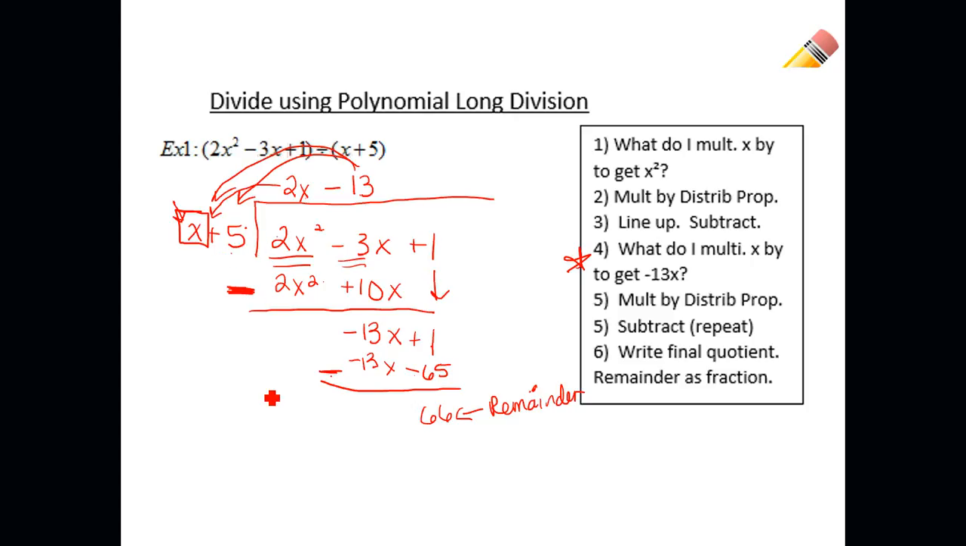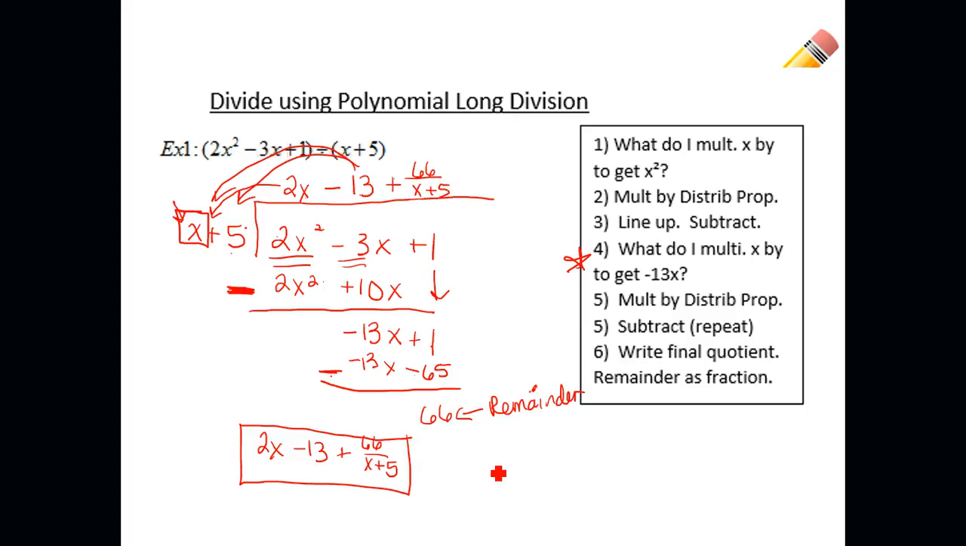So I'll say my answer is 2x minus 13, and my remainder is 66, so plus 66 out of x plus 5, what I was dividing by. So plus 66 out of x plus 5. This is my final answer when I divide those two polynomials.